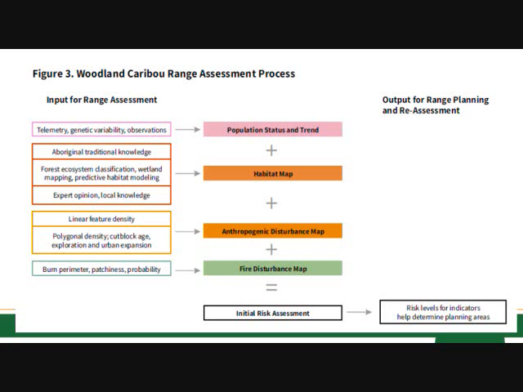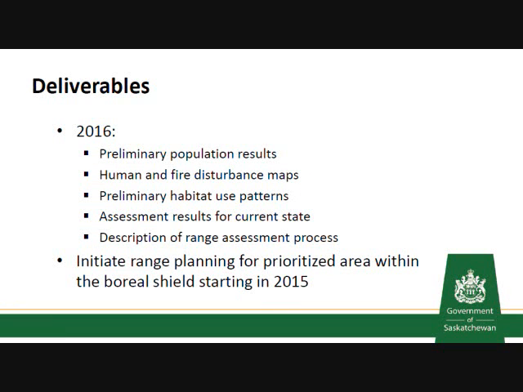So the deliverables for the Boreal Shield in 2016 are preliminary population results from the NSERC CRD, and the human and fire disturbance maps that we're doing in-house. We will have preliminary habitat use patterns based on Phil and Jill's work. We will take all this information, overlay it, and do the cumulative effects modeling, just like what we have done in the Boreal Plain, and have preliminary assessment results of the current state in 2016, and then also determine from there what the high-risk areas are.